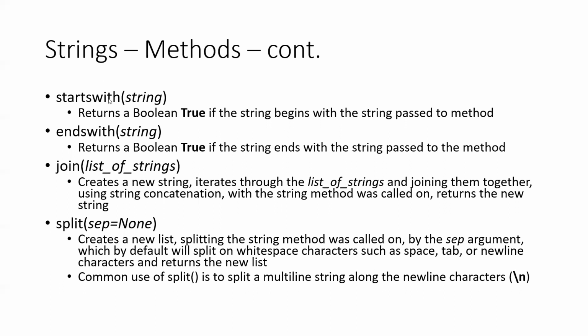We also have startswith, if we want to check to see if a string starts with a given segment. We have endswith, in which we can check to make sure it ends with something. We can use .join, in which case we pass in a list of strings and it creates a new string by iterating through the list of strings. So it's like doing a for loop and then adding it all to one string. Join does that for us.